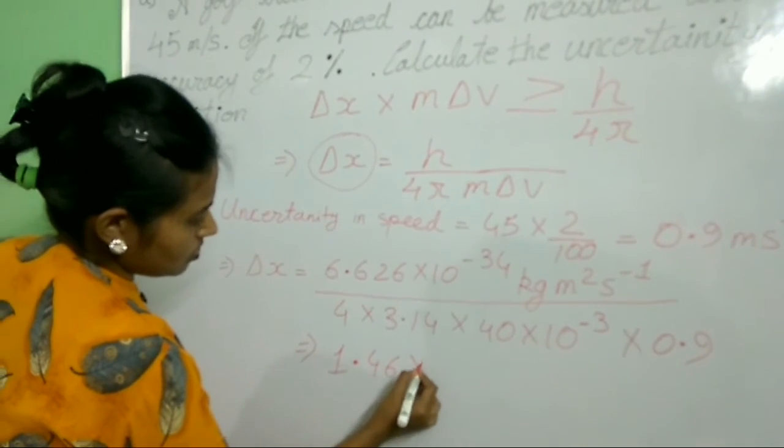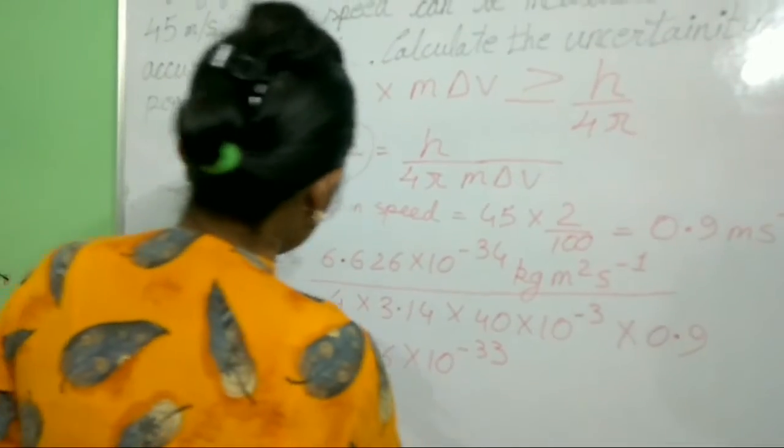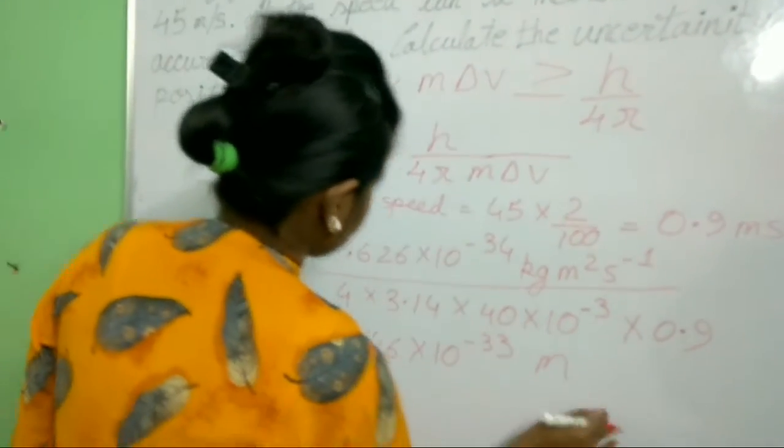1.46 into 10 to the power minus 33. Okay, this is the uncertainty.